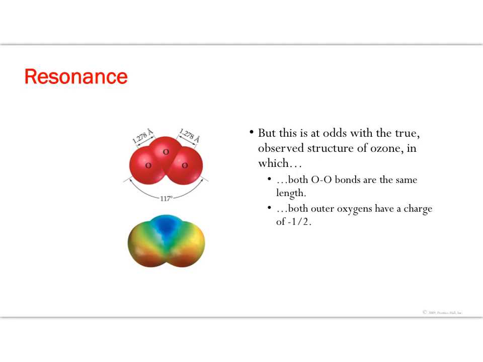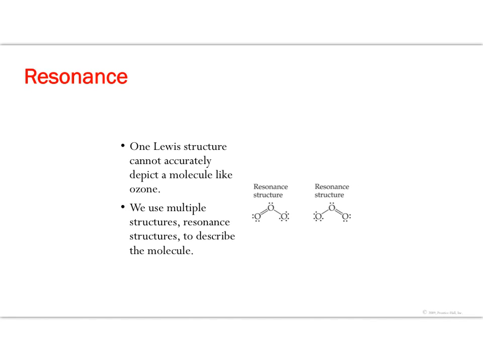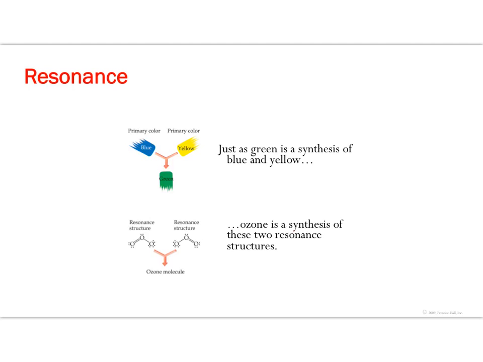The true structure of ozone, though, we do have bond lengths between that single and double, in the form of resonance. So we would use resonance structures, or just a double-headed arrow, to show ozone molecules. Oh, look, I blended colors.